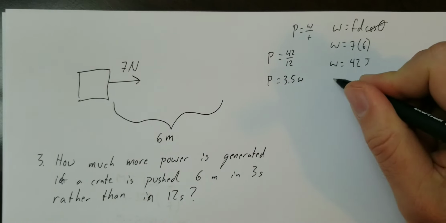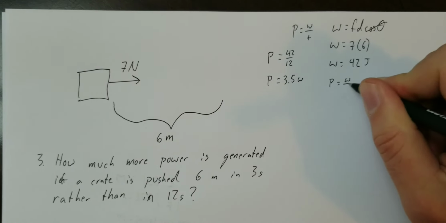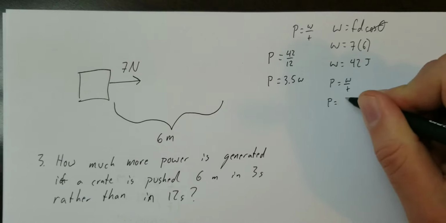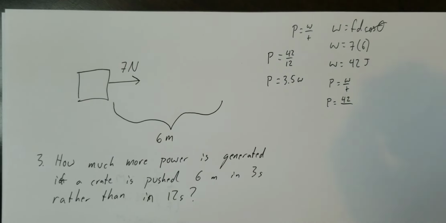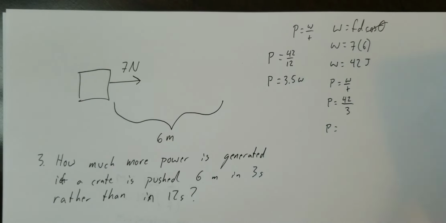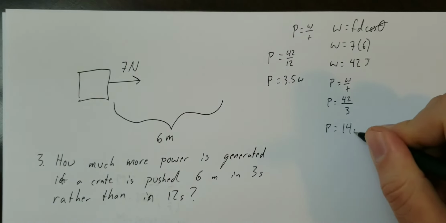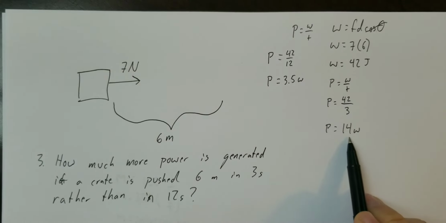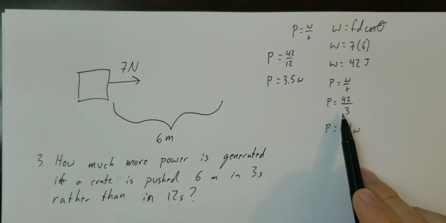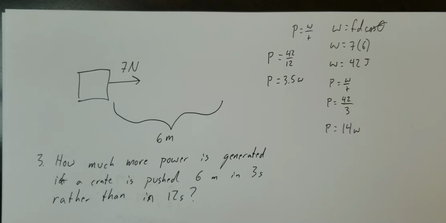Alternately, if we do power equals work over time, and this time, instead of 12 seconds, we do it in 3 seconds, power equals 42 joules divided by 3 seconds, for a total of 14 watts. You can see that more power is generated when the crate is pushed in a shorter period of time, because power is the rate at which work is done.